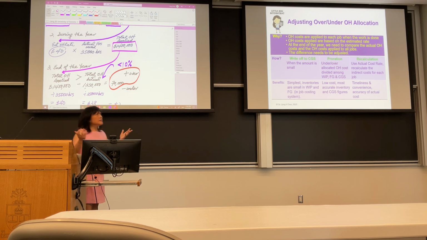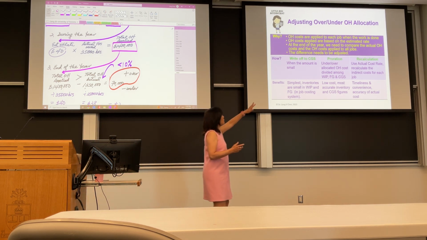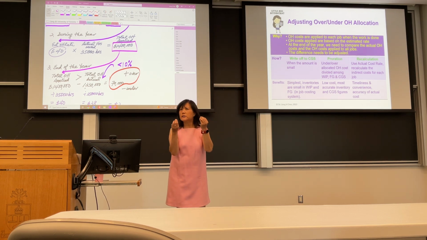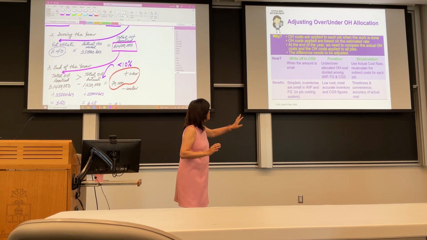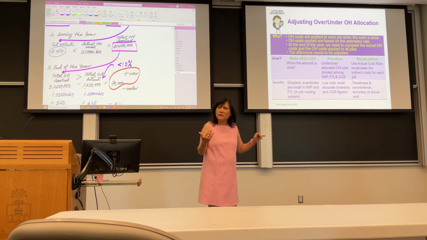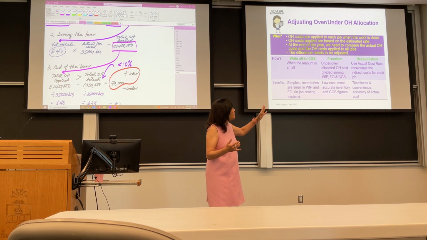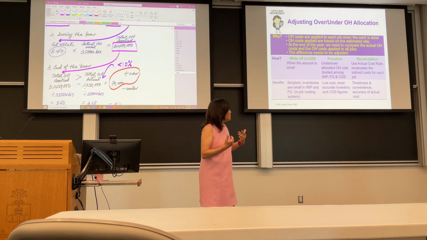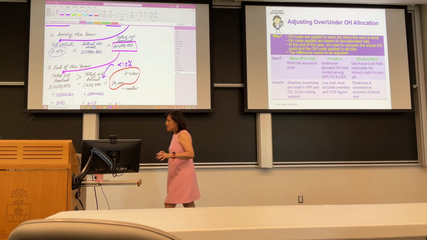So, pros and cons of each approach. If you write everything off to cost of goods sold, you adjust cost of goods sold, easy. Very quick to do, simplest. Or if you don't have a lot of work in process or finished goods ending balance, you can put everything into cost of goods sold. Proration is slightly more accurate, and doesn't cost too much to do. The most accurate is recalculation, but it's very time consuming. If you have lots of jobs, it's not possible.